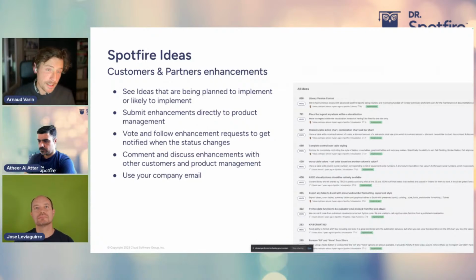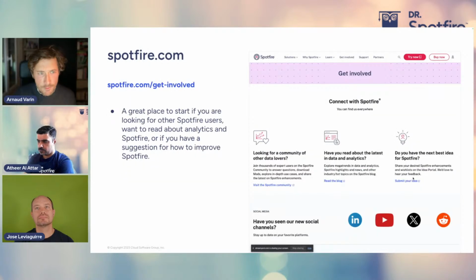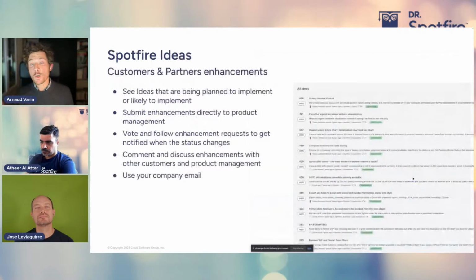So when you go to the idea portal, first you will see ideas. You will have a look at our plans. You will see ideas that are implemented. You will see ideas that are planned to be implemented or likely to be implemented. You'll be able to submit enhancements directly to us. You'll be able to vote or follow your enhancement request. And when you submit an idea or you vote for an idea and the status changes, for instance, to planning to implement or likely to implement, you directly receive an email notification about that. So you know about this status change.